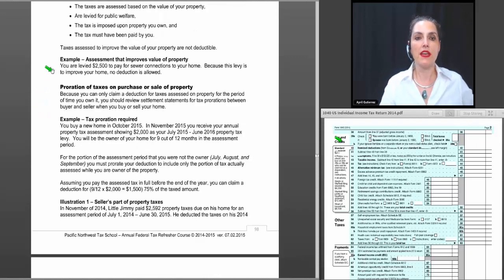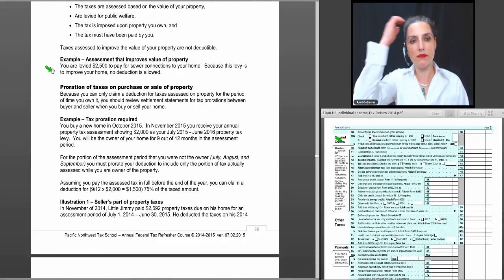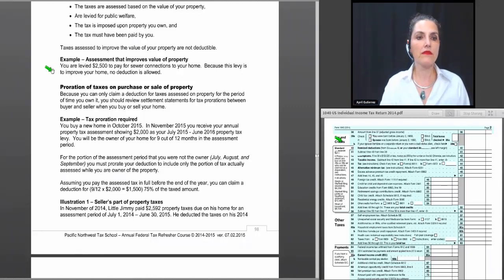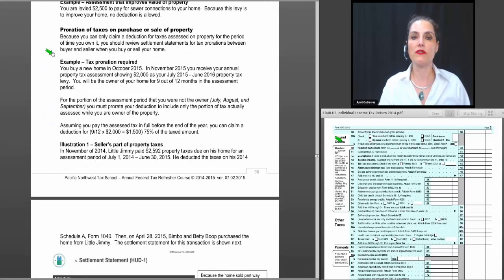For example, an assessment that improves the value of property. You are levied $2,500 to pay for sewer connections to your home. Because this levy is to improve your home, no deduction is allowed. Proration of taxes on purchase or sale of property.